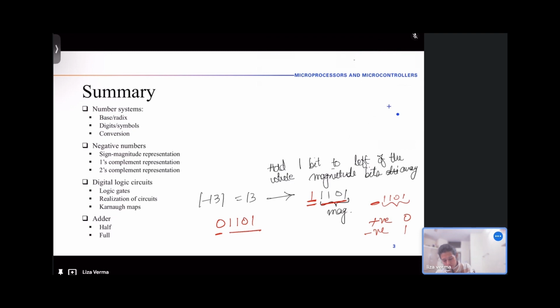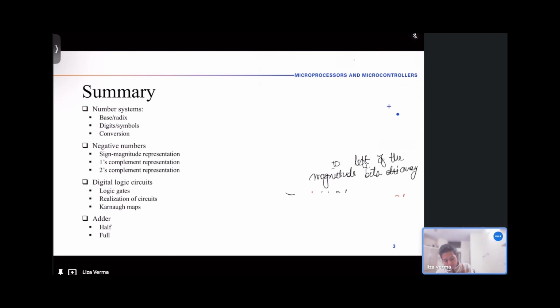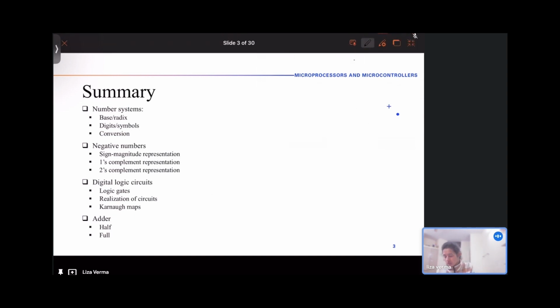Let's move on to the next one. That is 1's complement representation. So starting with the 1's complement representation, let's take the same example, minus 13 only.